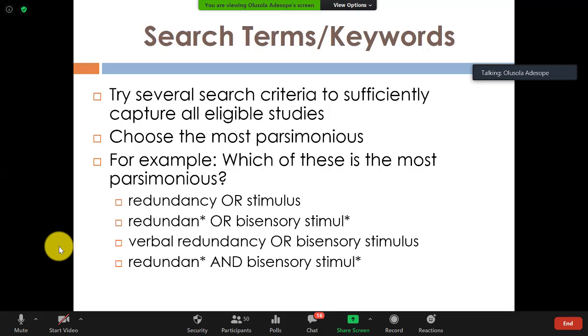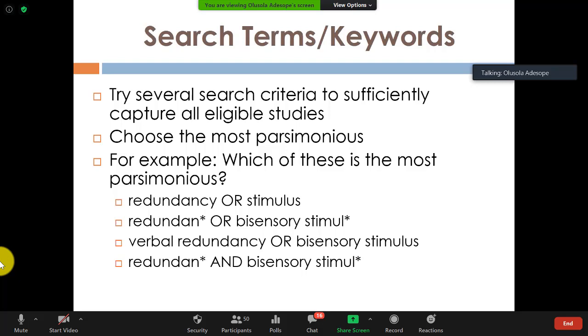Okay, because with B, I can capture any studies that have "redundant" in the keyword. It says all or any studies of bisensory stimulus or stimuli, or redundant, or redundancy, or verbal redundancy, or verbally redundant. All of those will be captured by B, but will not be captured by A, C, or D. So to me, with this example, B is the most parsimonious combination of keywords to search on in different databases.